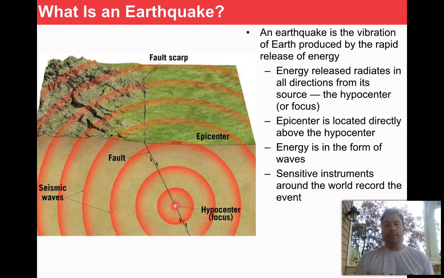So what is an earthquake? Right? So we know what faults are. Here's, as a matter of fact, a fault scarp right here. Here's a fault, and we can see that with the arrow going down, this one going up, this is a normal fault. And so what happens over time?